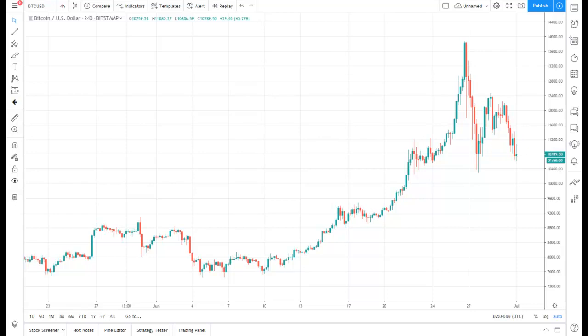So I'm going to show you three different ways to use the market profile, and then I'm going to apply it to a forex chart, a futures chart, and a stocks chart. So let's start.